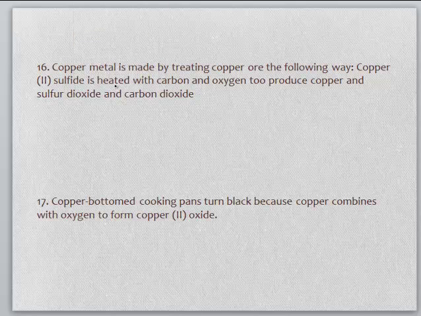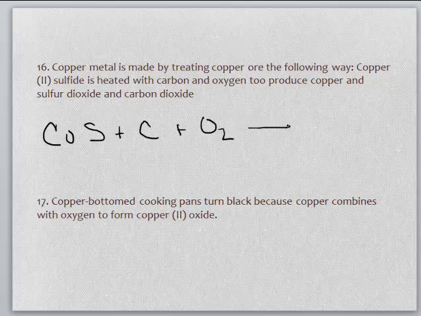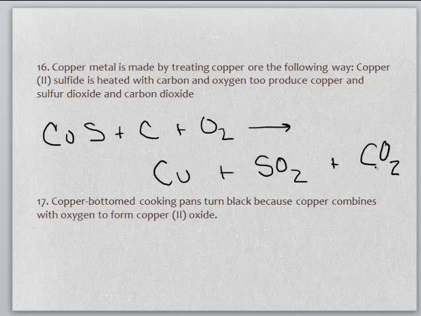Alright, let's look at number 16. You've got copper metal is made by treating copper ore the following way. You've got copper 2 sulfide is heated with carbon and oxygen to produce... So then the products for this reaction are going to be, let me get a pen, copper and sulfur dioxide and carbon dioxide. So when we go to balance this one, we've got 1 copper, 1 copper, 1 sulfur, 1 sulfur, 1 carbon, 1 carbon, and this one also balances without having to do anything.